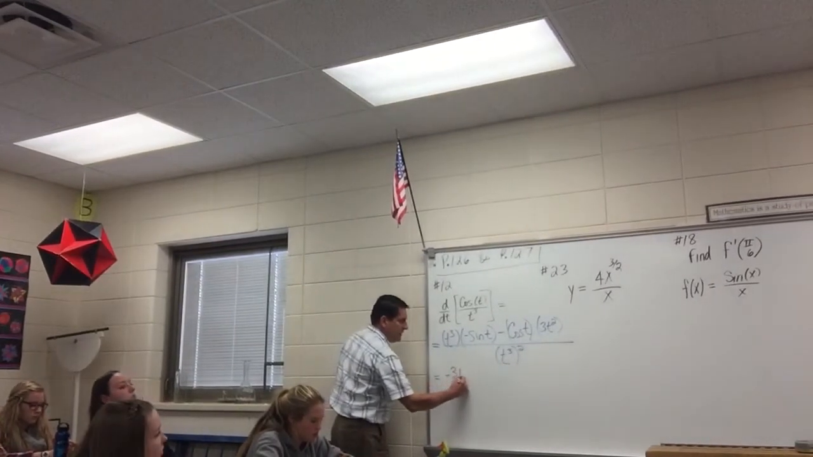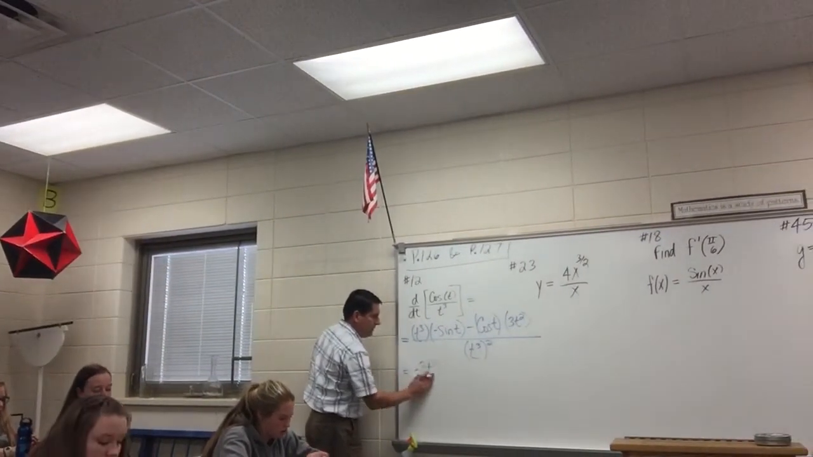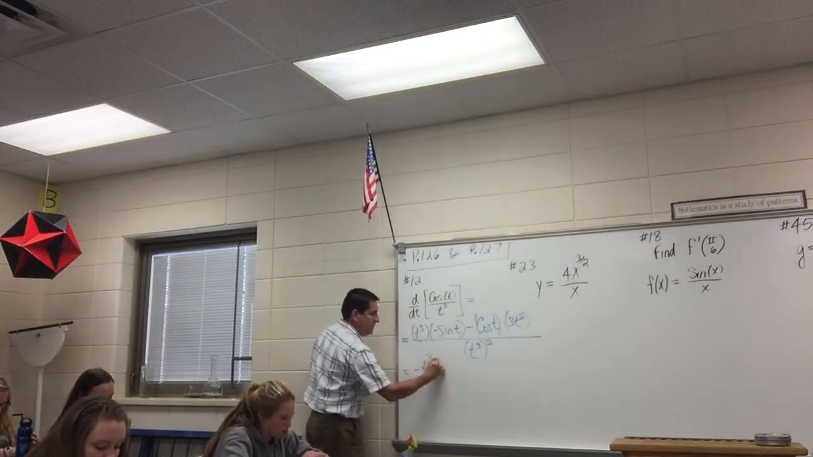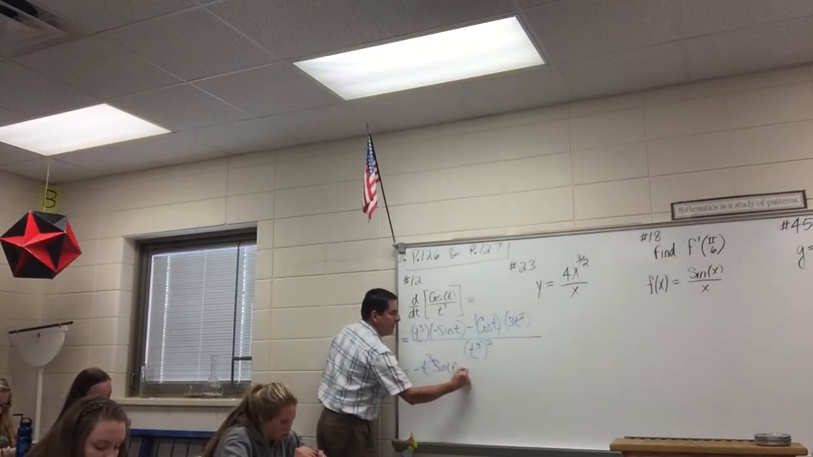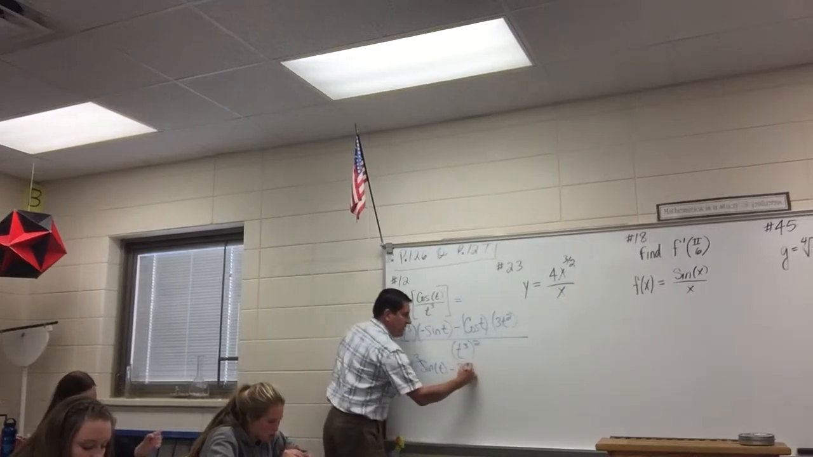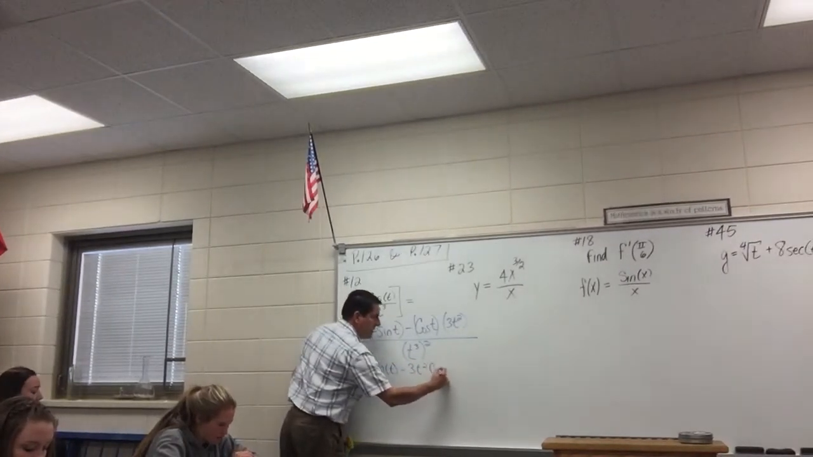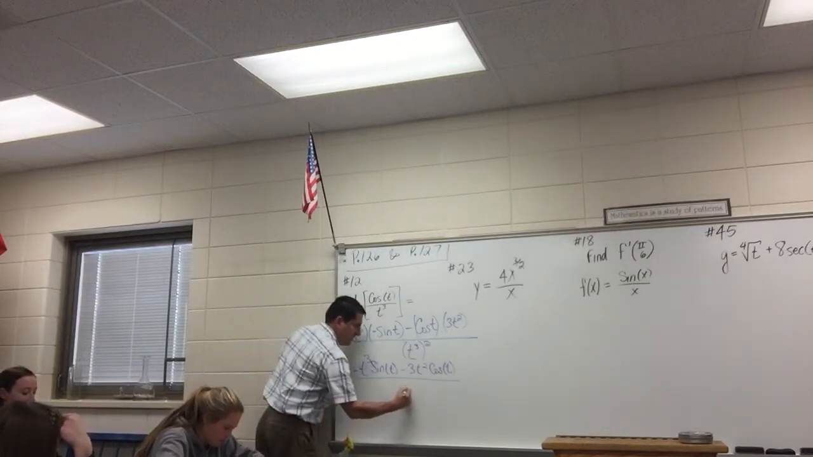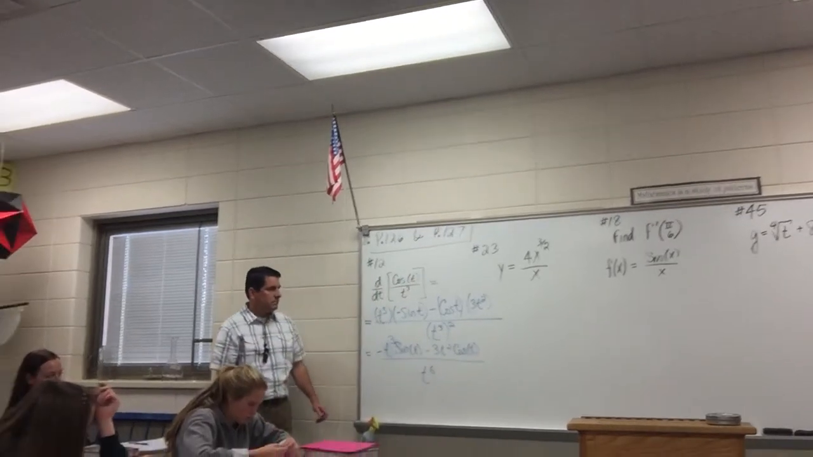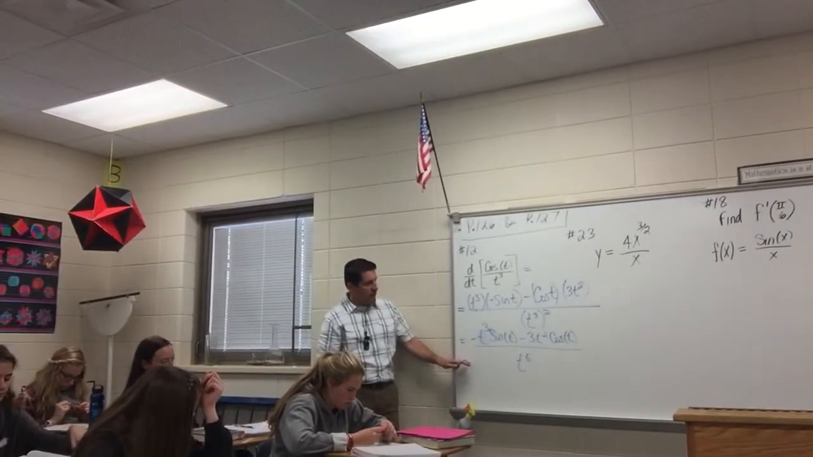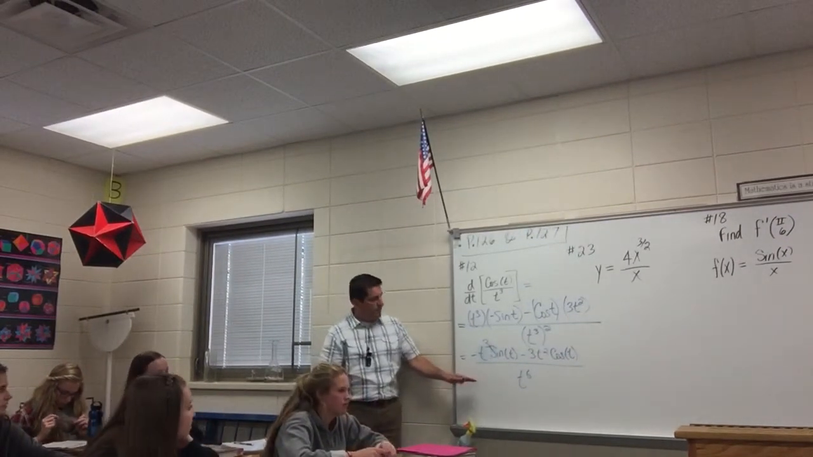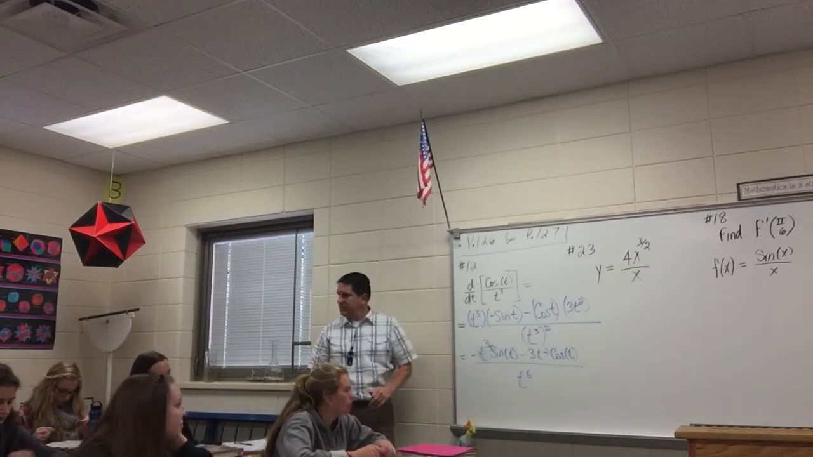So, 3t cubed, what am I doing here? Minus t cubed sine of t, minus 3t squared cosine of t, over t to the sixth. Now, it's quite possible that you looked in the back of the book and this answer did not match. Okay?